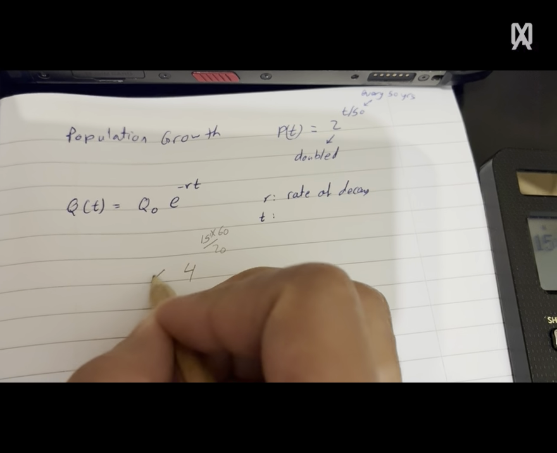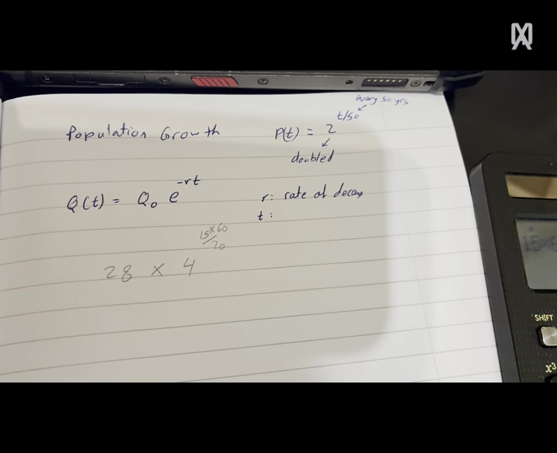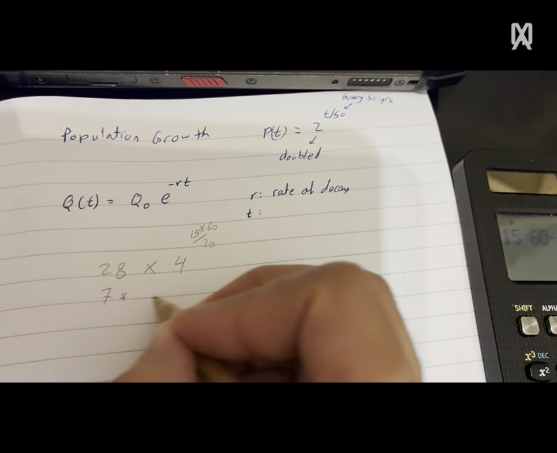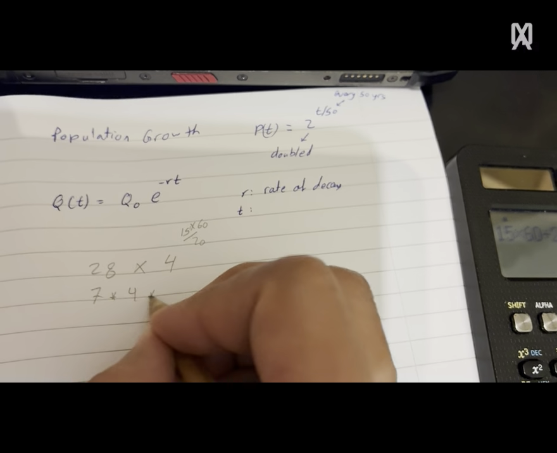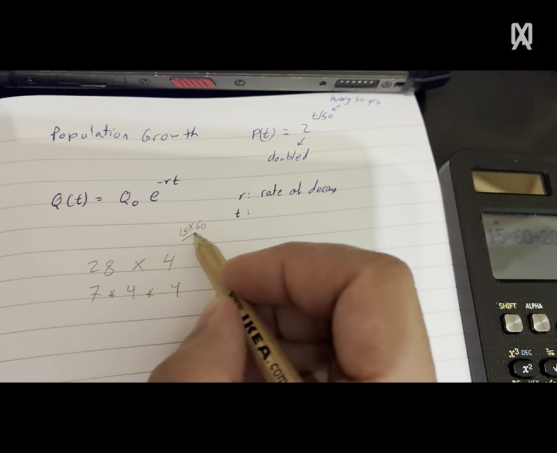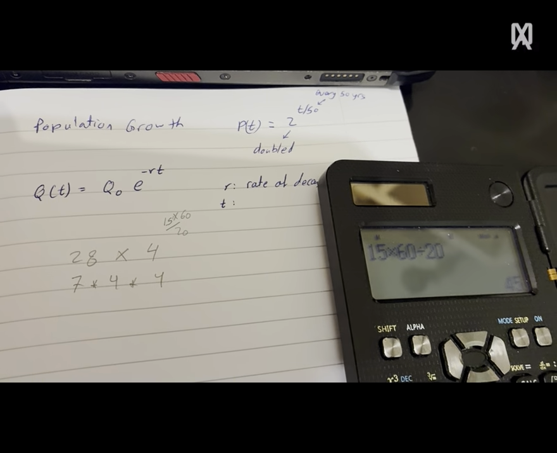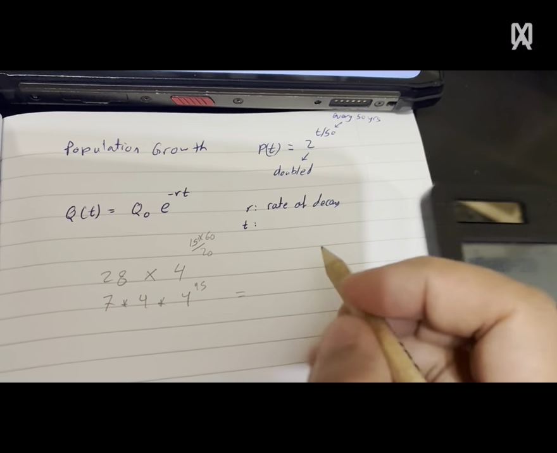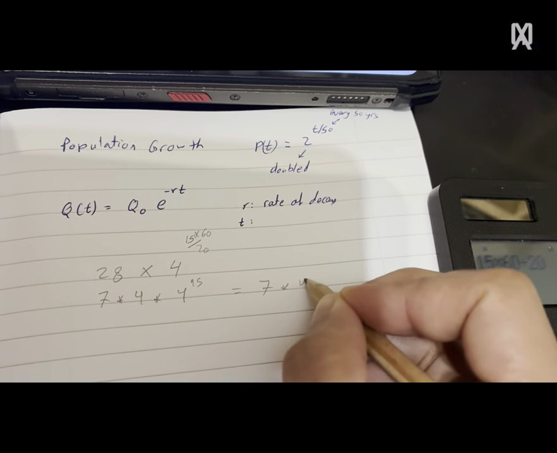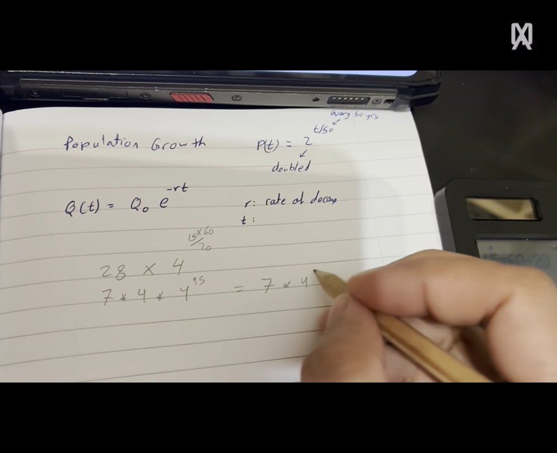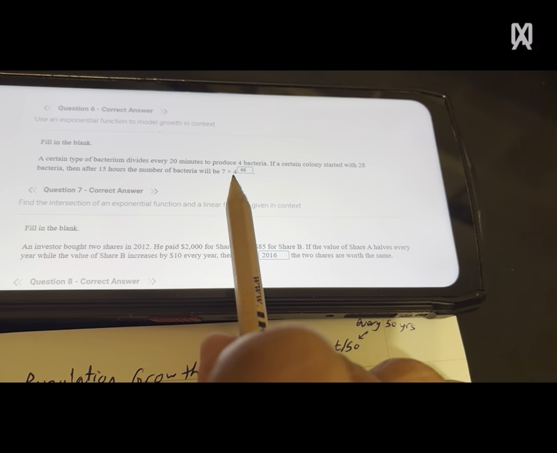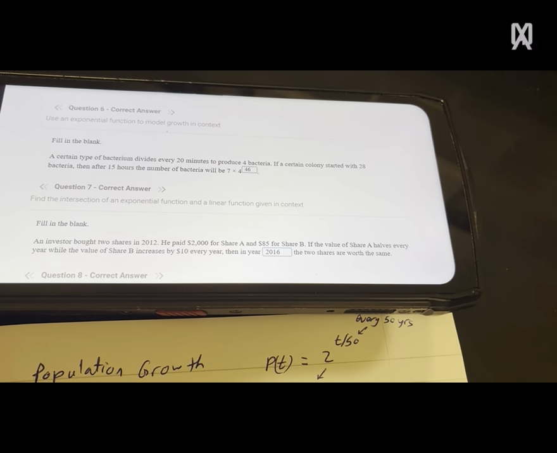It started at 28, so he started with 28 bacteria. 28 is actually 7 times 4 times 4. Using the calculator, 15 times 60 over 20 is equal to 45. So this is 4 to the power of 45. To simplify, this is 7 times 4 to the power of 45 plus 1, so this is 46. So it will become 7 times 4 to the power of 46.